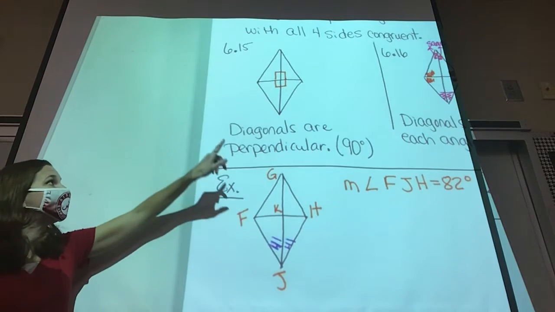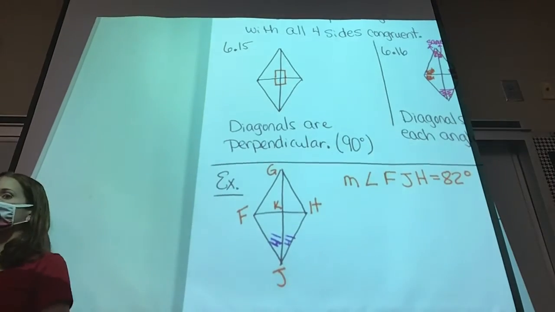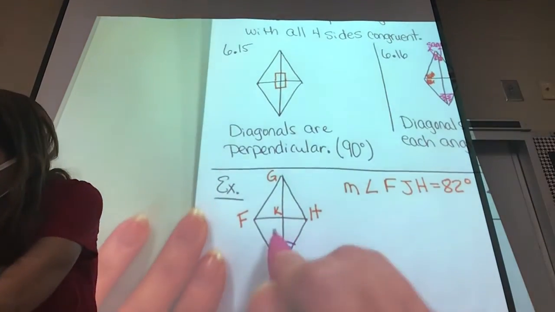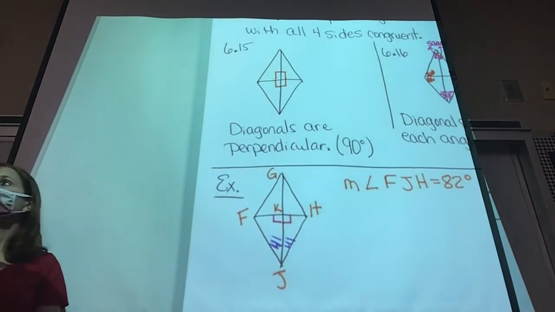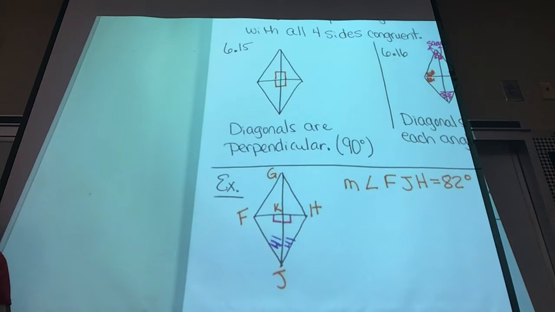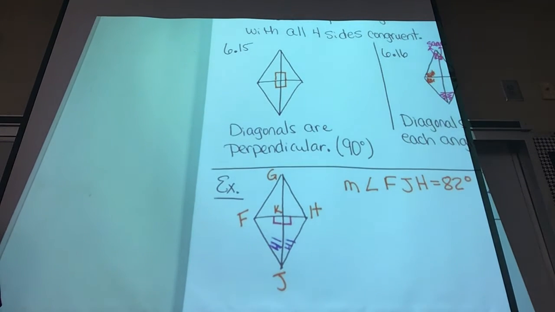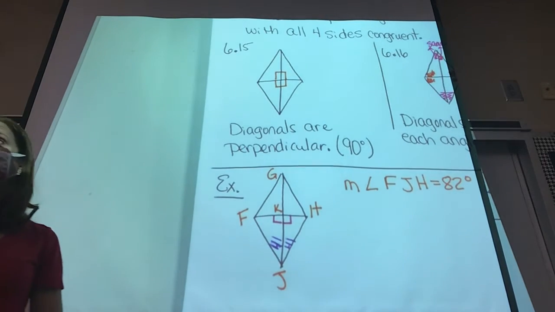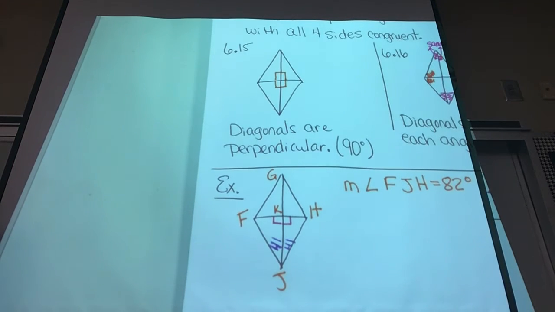So I know, based on what I was told here, that all of these angles in here are going to be 90 degrees. So I'm going to go ahead and put my right angles in here because I'm sticking to the bottom half. So I know both of those are 90 degrees. So I know that either in what they gave to me or in what they told me based on what a rhombus is.